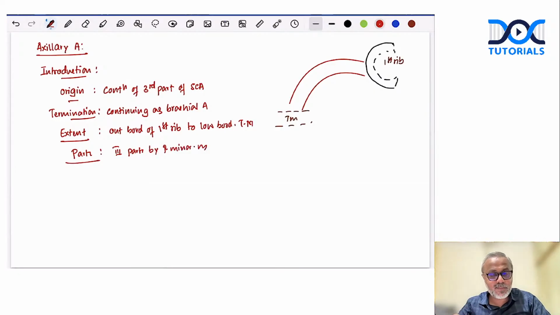Now, if you have time, you can draw a separate diagram for this, or otherwise, my suggestion, just show the outline of the pectoralis minor dividing the artery into the first part, second part, and the third part. Done. So diagrammatically, you have shown how the muscle is dividing the artery into three parts, right?